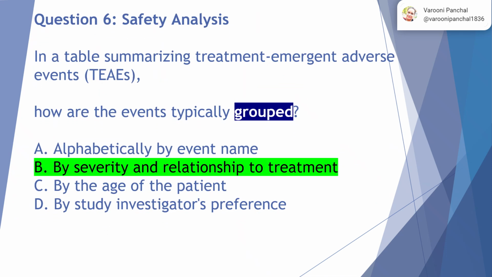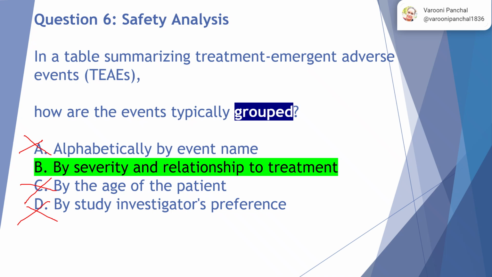Question 6, safety analysis. In a table summarizing treatment emergent adverse events, how are the events typically grouped? Option A, alphabetically by event name. No, alphabetical order has nothing to do with treatment emergent adverse events. Option C, by the age of the patient. Even this has nothing to do with treatment emergent adverse events. Option D, by study preference of investigator. It has nothing to do with investigators' preference for treatment emergent AEs.